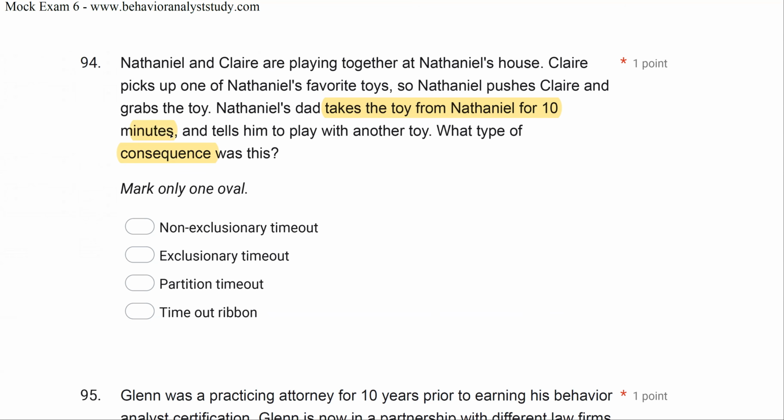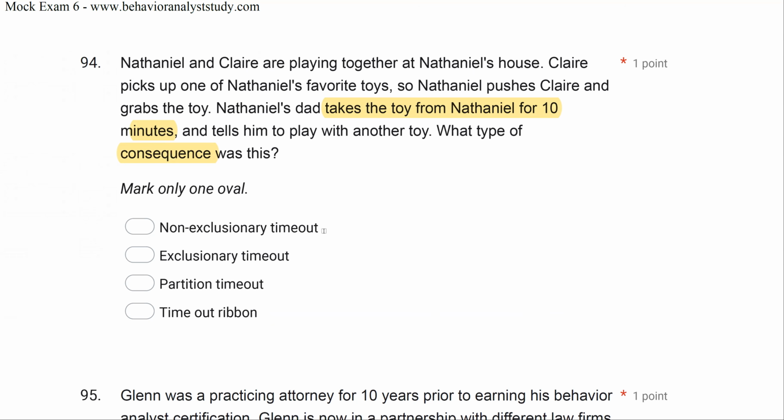So he's removed the toy from Nathaniel and tells him to go play with another toy. So what type of consequence was this? A, non-exclusionary timeout. Now, what is non-exclusionary timeout? It's a temporary removal or break from the object or the reinforcer, but the individual isn't removed from the environment. In this case, Nathaniel can't play with the toy for 10 minutes, but he's still in the environment. He's not being excluded.